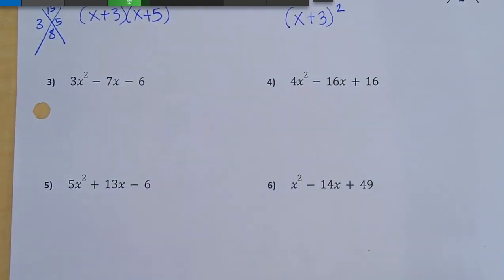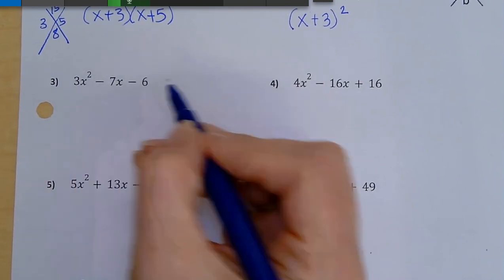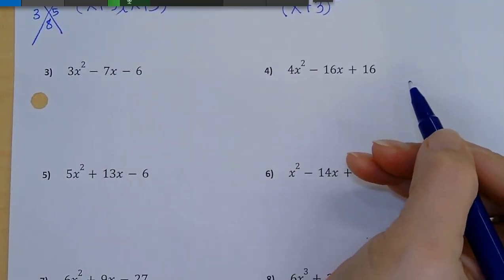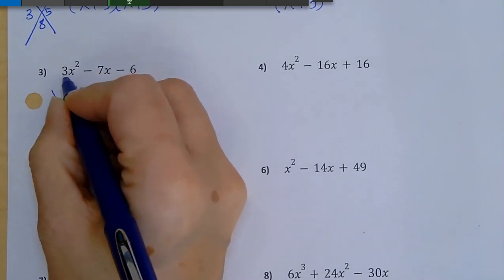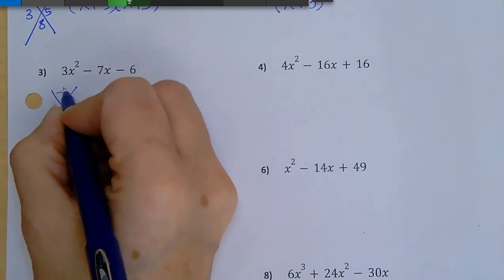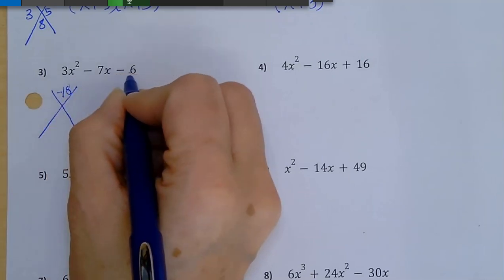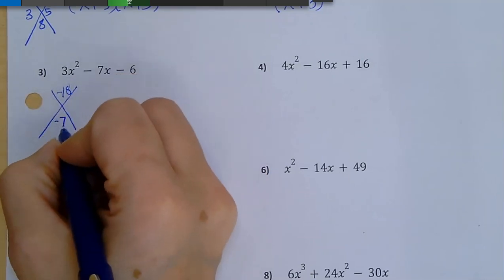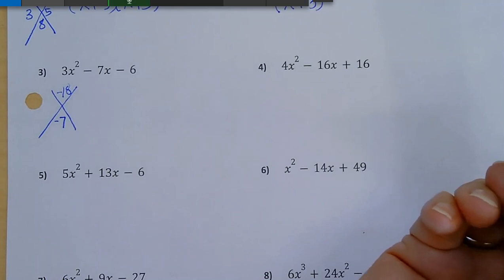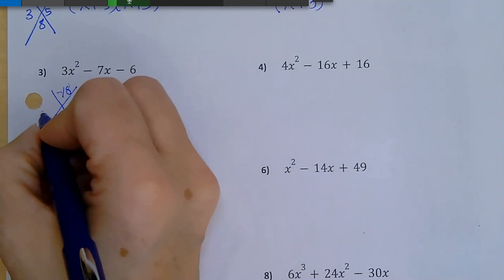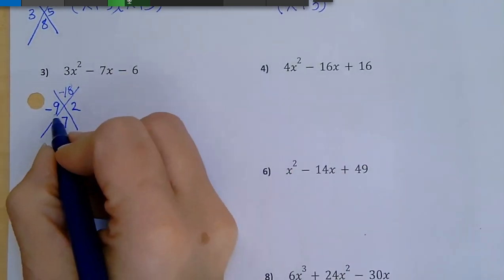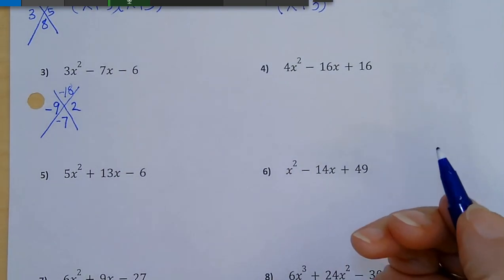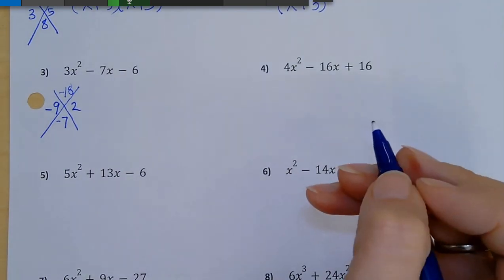3x squared minus 7x minus 6. Well, I don't see any greatest common factor that I can pull out. So this is going to be a little more complicated, right? Two numbers that multiply to give me negative 18, because that's a times c, but add up to give me negative 7. Let's see, 9 and 2, I think is going to be that. So I'm going to say negative 9 times positive 2 is negative 18, and negative 9 plus 2 is negative 7. You can solve this by grouping, or you can use your box method.